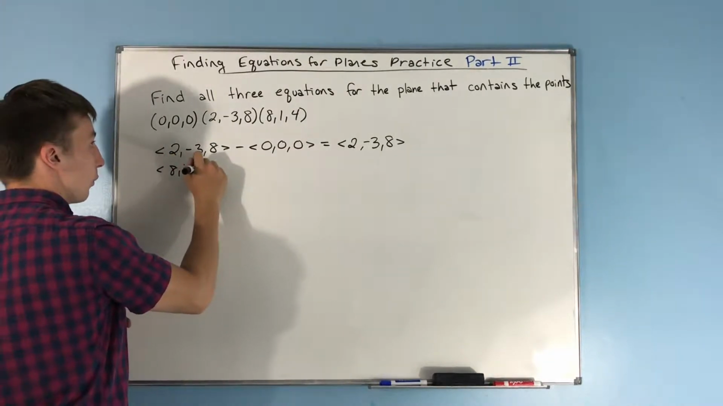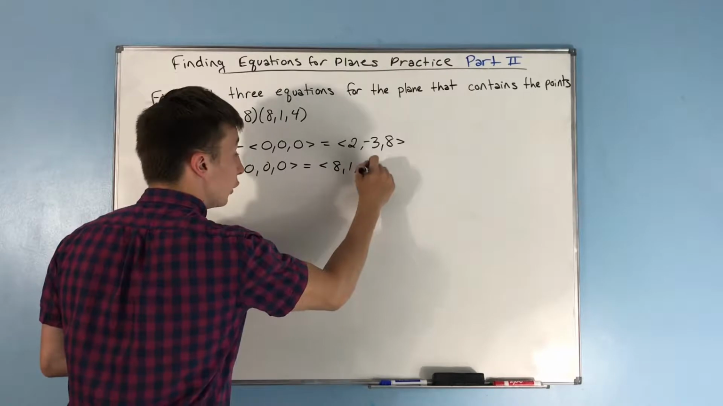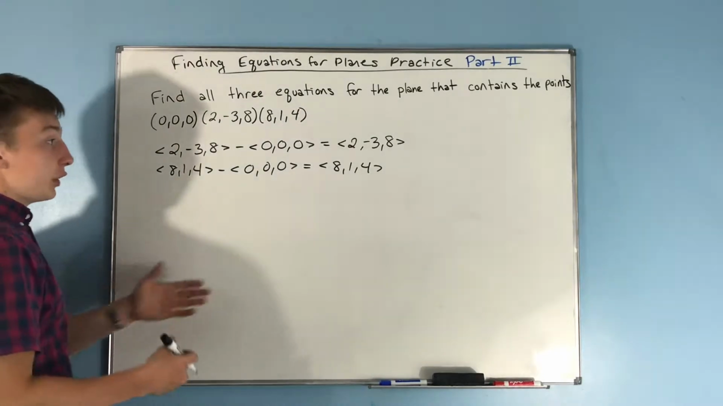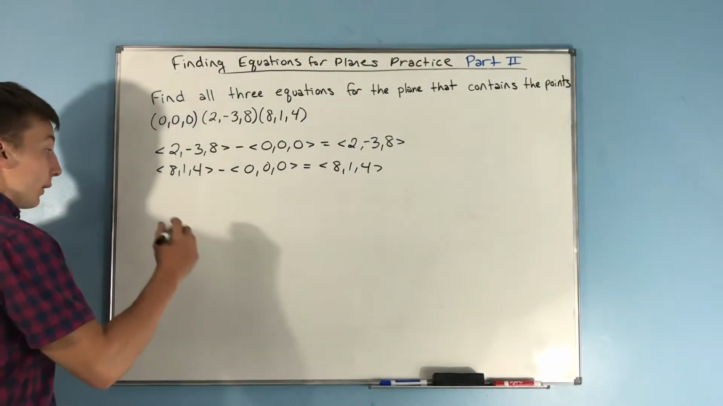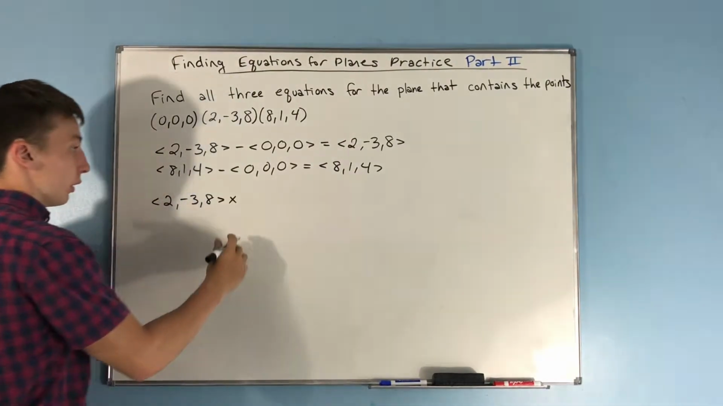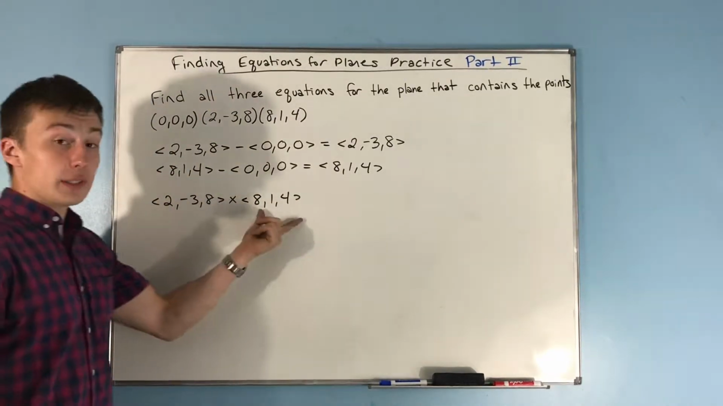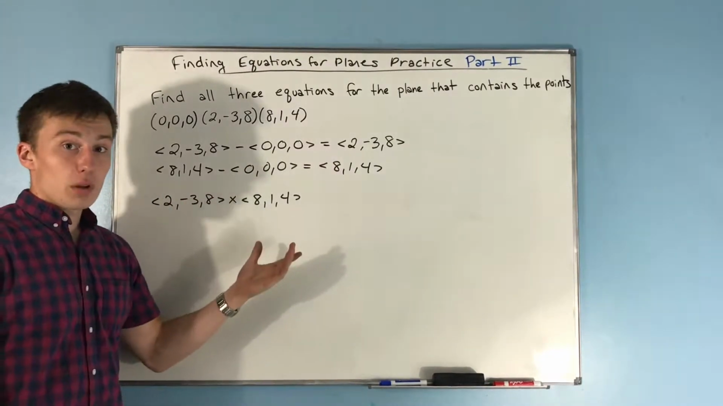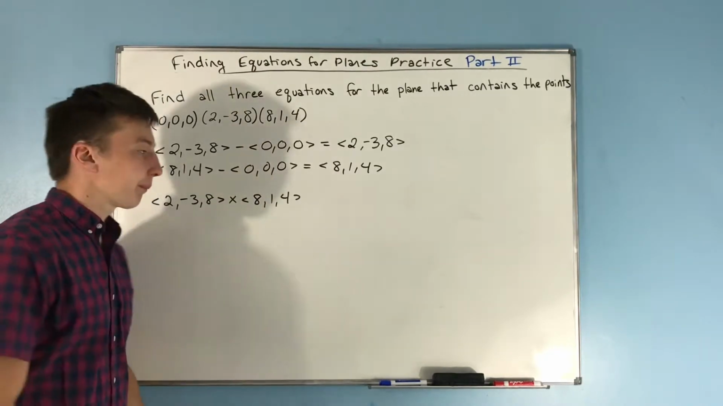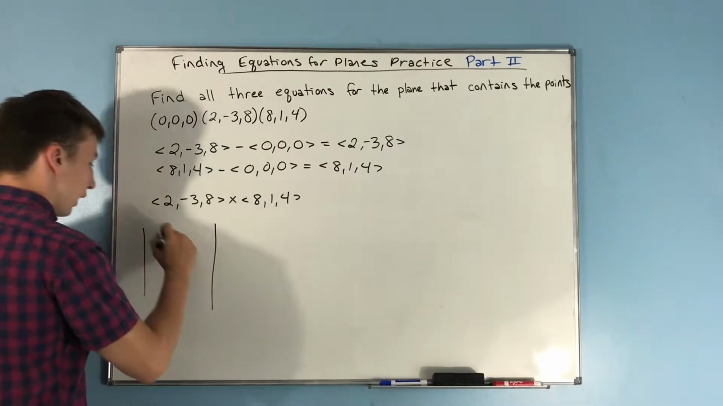You can also do the same thing with (8, 1, 4), and of course when you subtract (0, 0, 0) you get (8, 1, 4). So these are 2 vectors that are on the plane. If we find the cross product, we will be able to find our normal vector, because our normal vector is going to be orthogonal to both these vectors. And if both these vectors are on the plane, then what's orthogonal to both of them is something orthogonal to the plane. So now we just need to set up our 3x3 matrix and go ahead with our cross product.